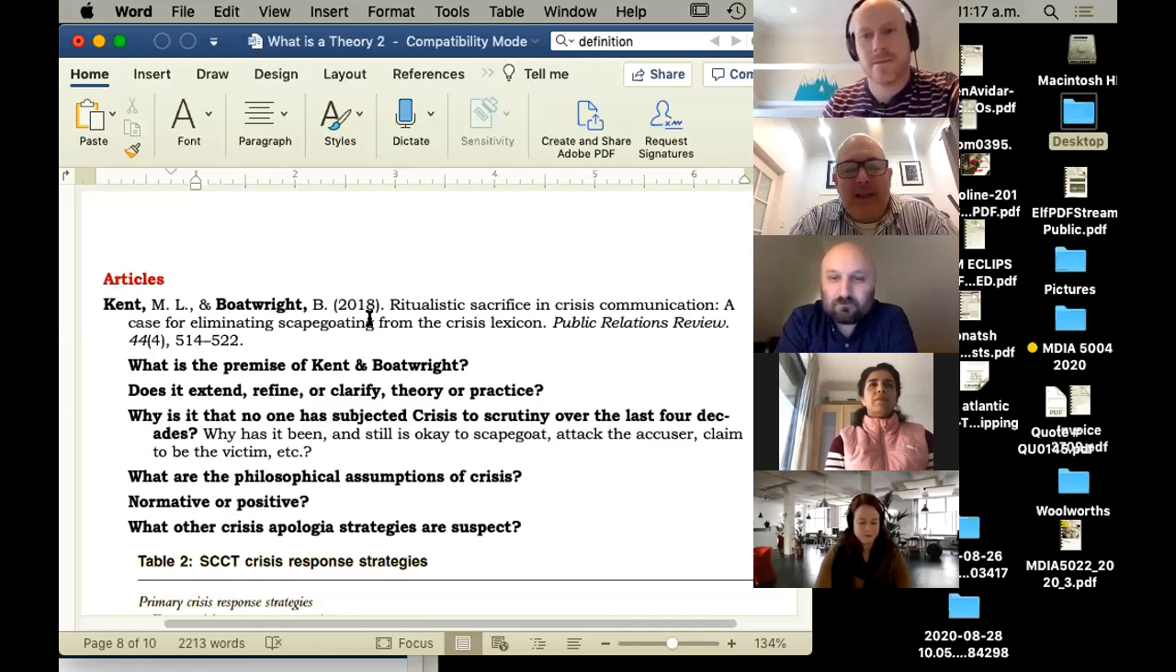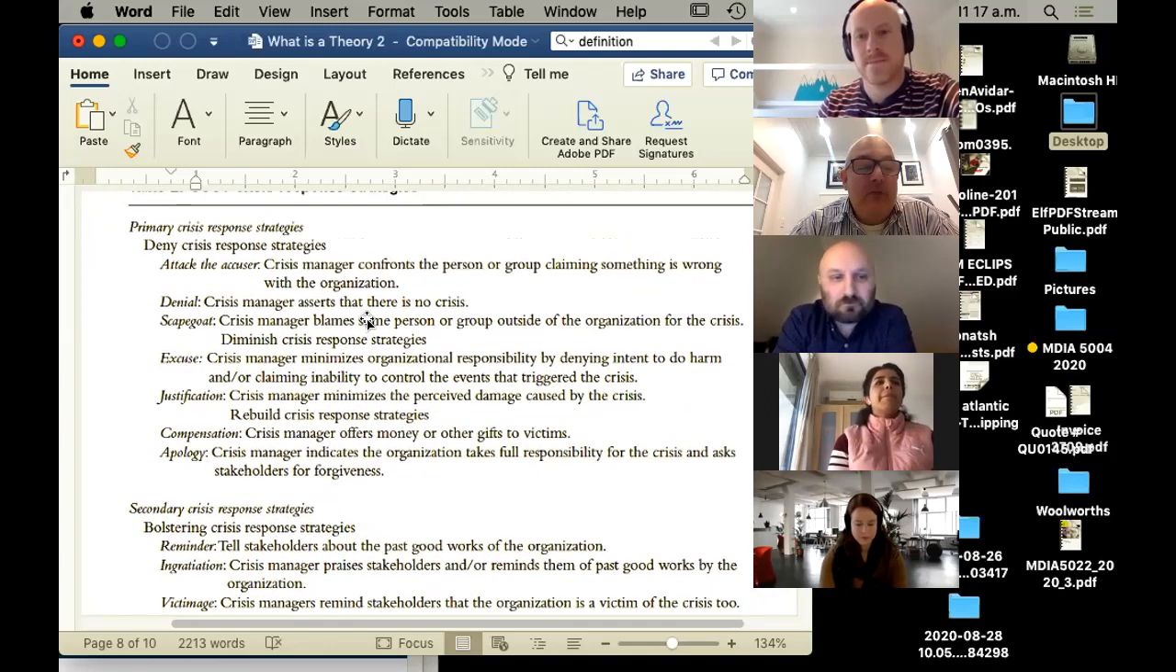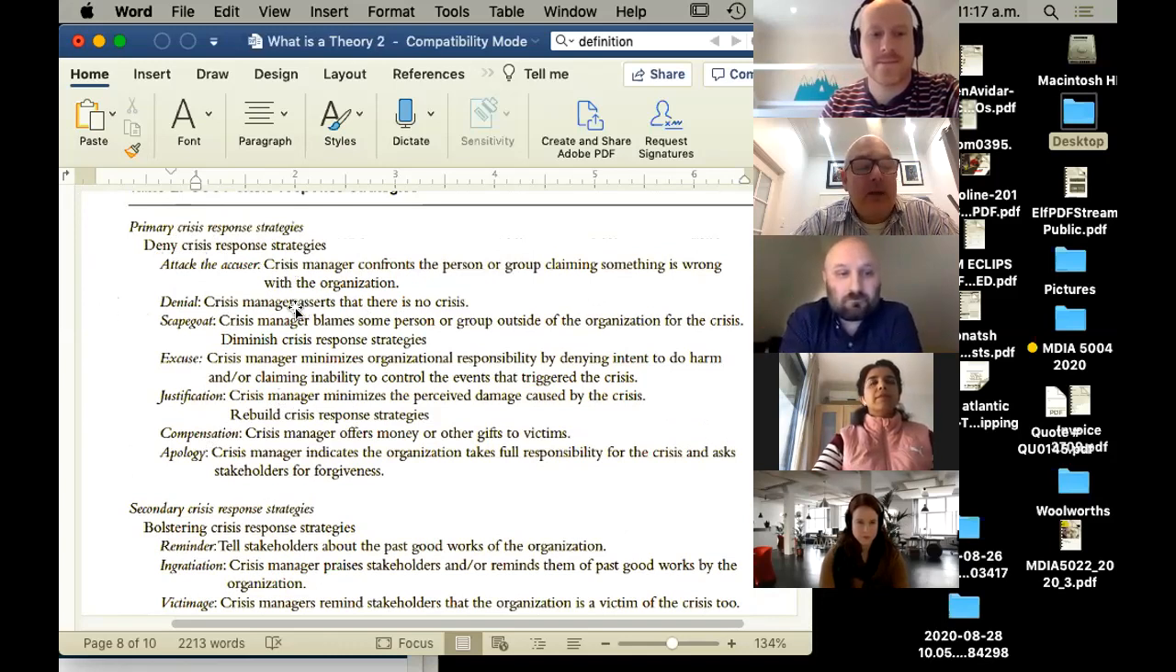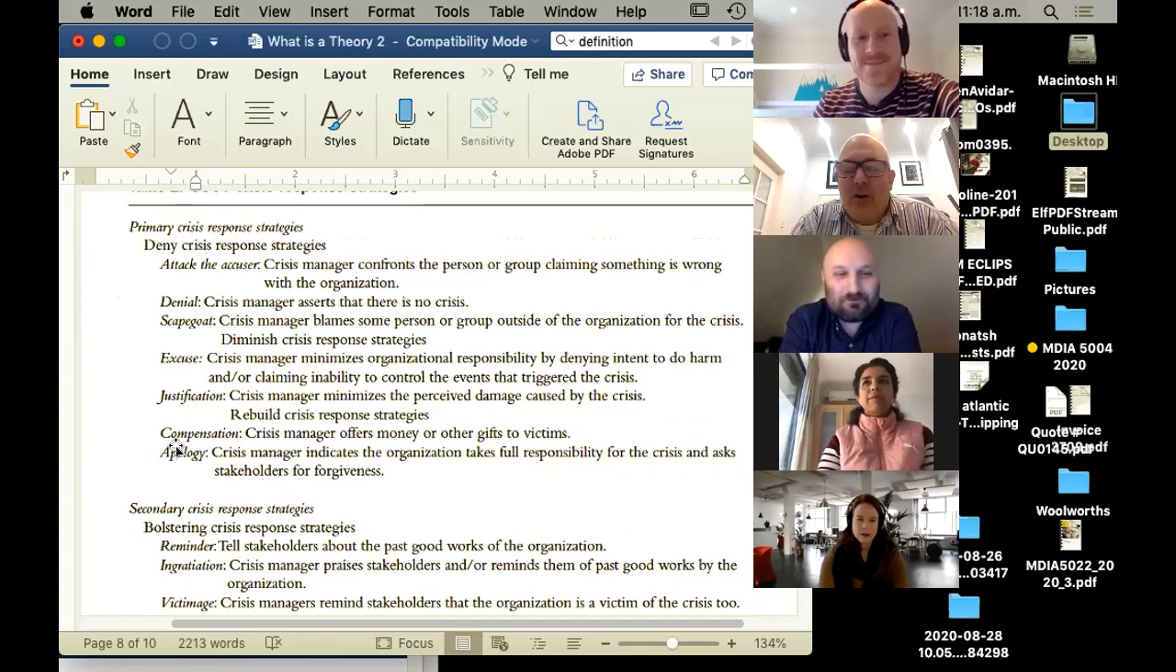When we were looking at the apologia literature, there's a bunch of concepts, as you know, and scapegoating is one of them. But if you look at the apologia literature, we've got these strategies, right? These are primary strategies: attacking the accuser, denial, scapegoating, excuses, justification, compensation, and apology is the very last one. And I always joke that it is the last one. It's usually the last one that people want to use, even though it's the one you should start with. And it's not alphabetical, this list. And so I'm not quite sure why you put it together that way, but I always think that that's telling.